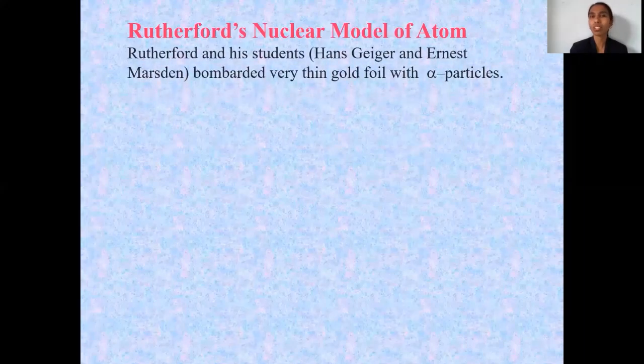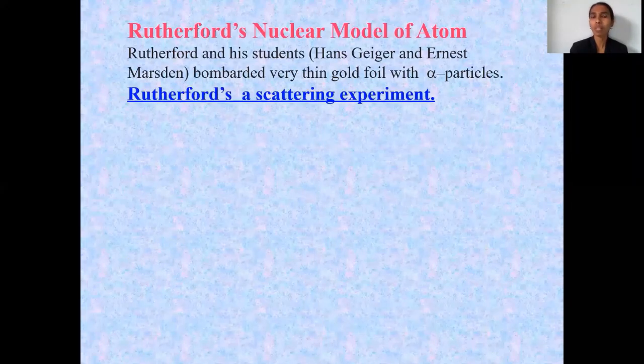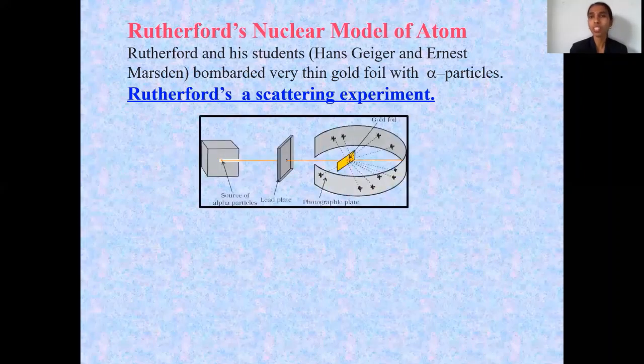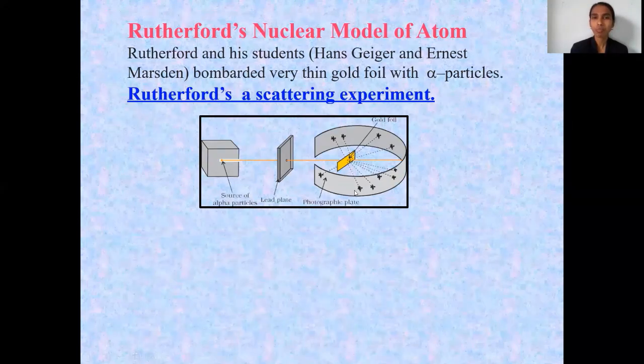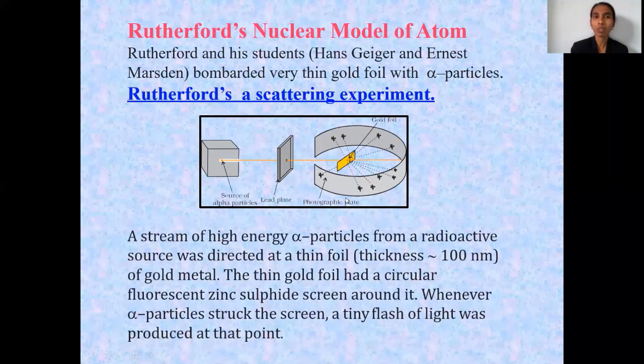So Rutherford and his students Hans Geiger and Ernest Marsden bombarded a very thin gold foil with alpha particles. Now, Rutherford's alpha particle scattering experiment, you can see here the diagram of that experiment. What you can see here, this is the source of alpha particles, then here one lead plate is placed, and a curve-shaped gold foil, one yellow colored gold foil is there, and around it a curved photographic plate is placed. Okay, so this is the arrangement of this experiment.